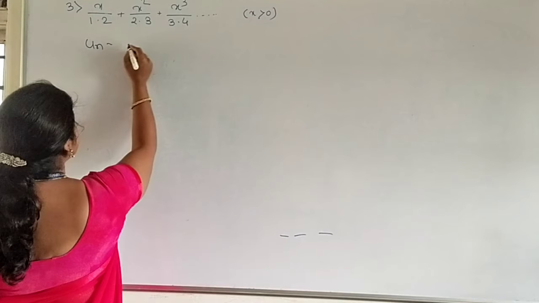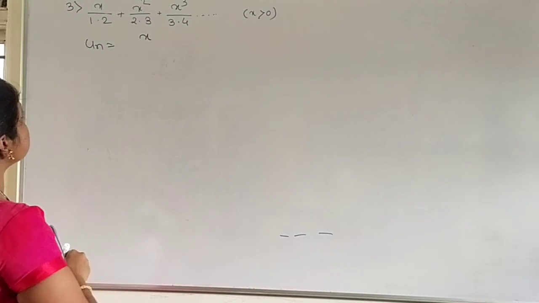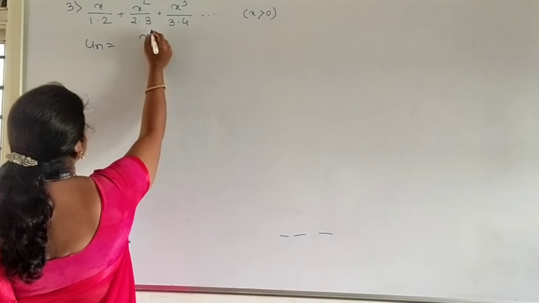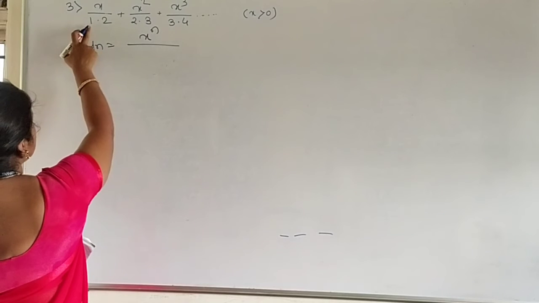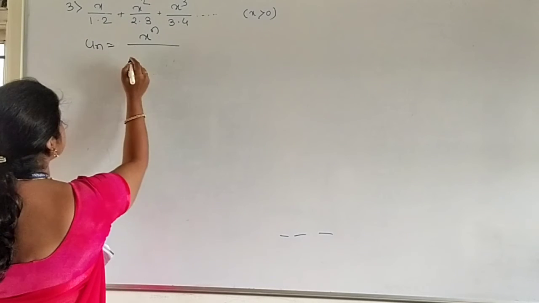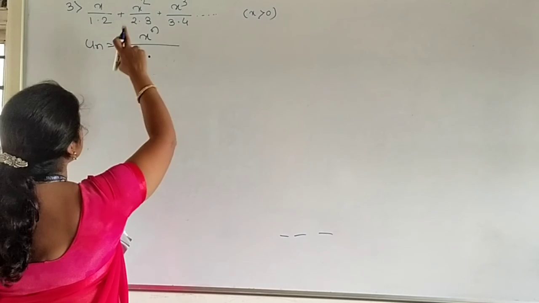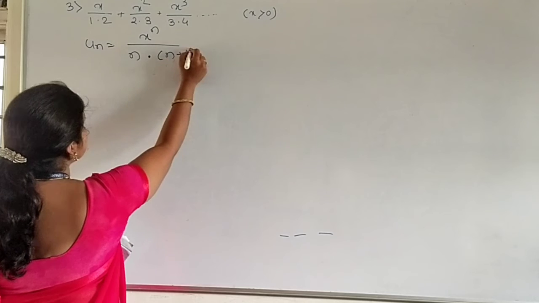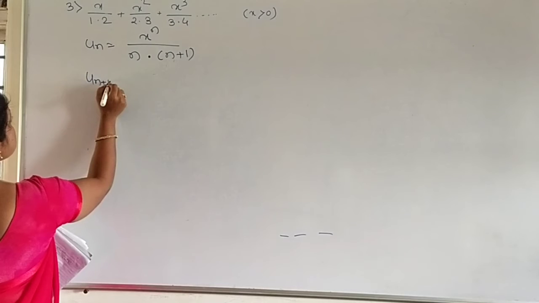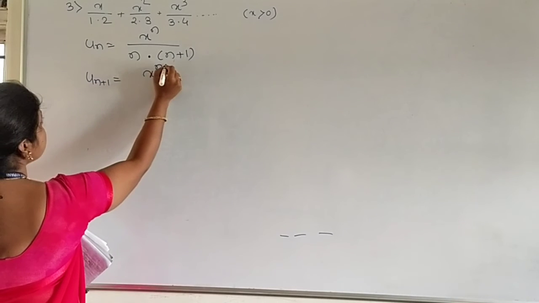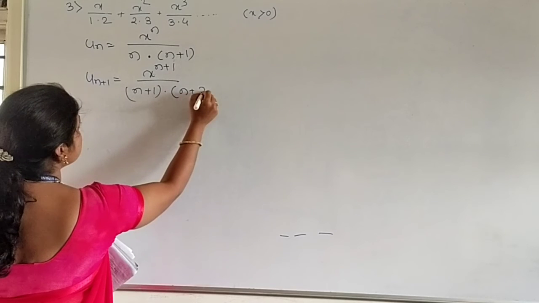The numerator x is common for all the terms. Write x as it is and the power is incremented 1, 2, 3 like that, which means that we have to write it as x raised to n. In the denominator 1, 2, 3, 4, 5 continuation is there, so we have to write n into 2, 3, 4, which means a 1 increment term is there, so we have to write n plus 1. Now replacing n as n plus 1, we get x raised to n plus 1 divided by n plus 1 into n plus 2.